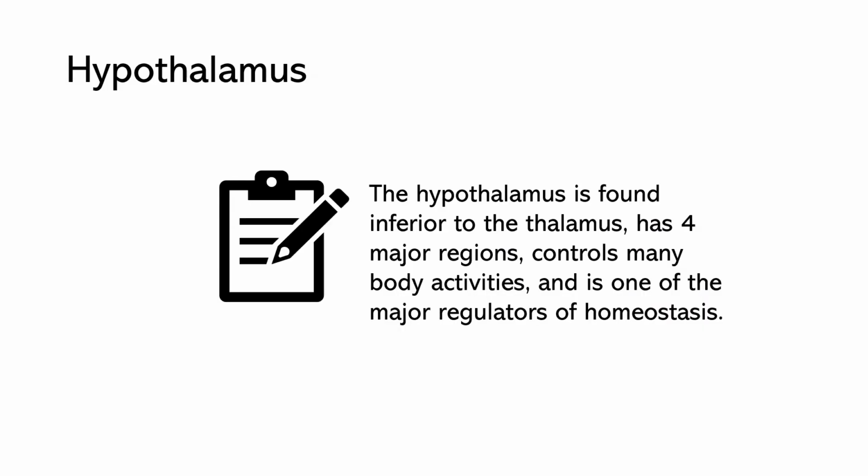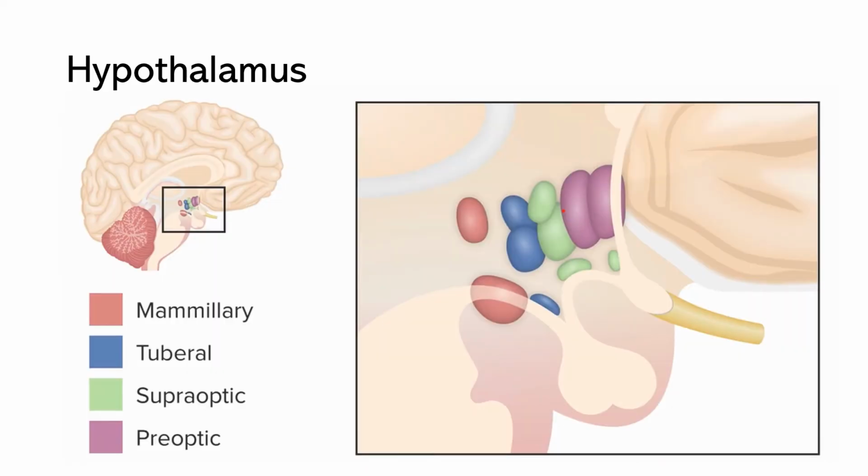The next structure in the diencephalon, just inferior to the thalamus, is the hypothalamus. Pronounce it however you want. Hypo, meaning lower. It's inferior to the thalamus. The hypothalamus has 4 major regions and controls many of our body's activities. The hypothalamus is actually the body's most important regulator of homeostasis, and we all know how the human body loves homeostasis. The 4 regions of the hypothalamus include the mammillary region, the tuberal region, the supraoptic region, and the preoptic region. Guys, don't get too hung up on all this. I just want you to have a basic understanding.